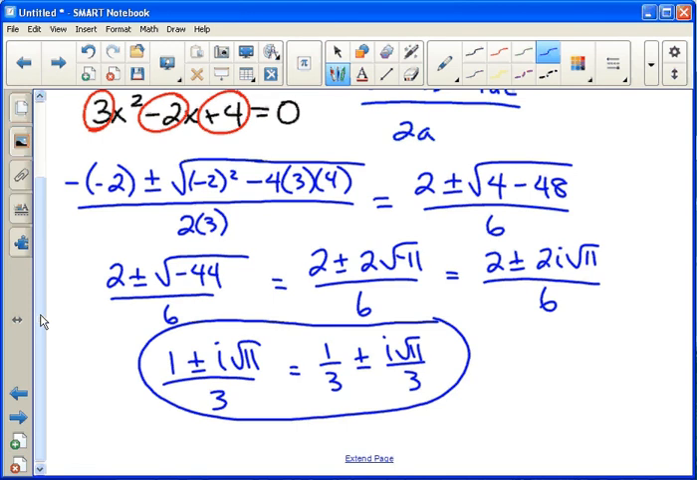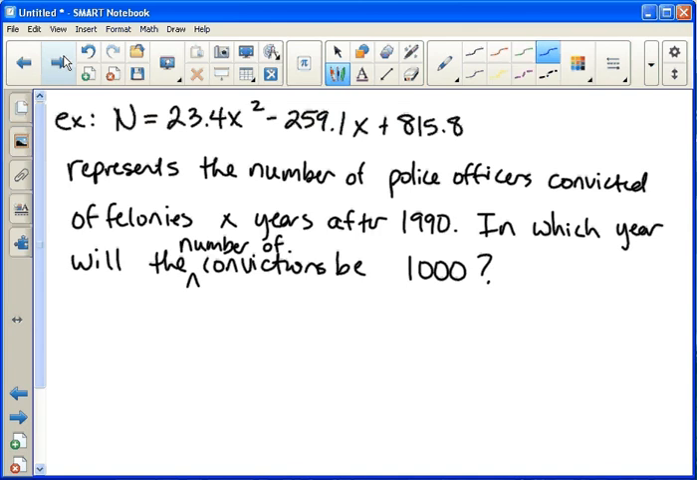Okay, one last problem. It says n equals 23.4x squared plus 259.1x plus 815.8. And this represents the number of police officers convicted of felonies x years after 1990. In which year will the number of convictions be 1,000? Alright, so the number of convictions is the n, and we want to know when that will be 1,000. So we plug 1,000 in for n.